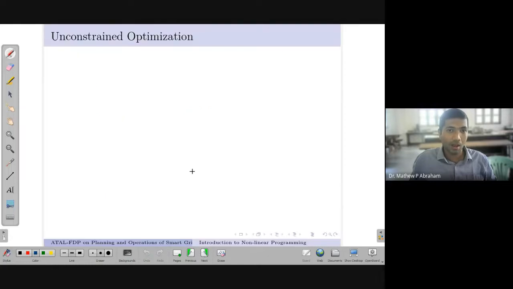In the case of an unconstrained optimization problem, there is no constraint on the optimization problem, or you can say this capital X is the whole Euclidean space, R raised to n. So you can write an unconstrained optimization problem as minimize f of x with x belonging to R raised to n, where n is the number of variables in the decision variable.